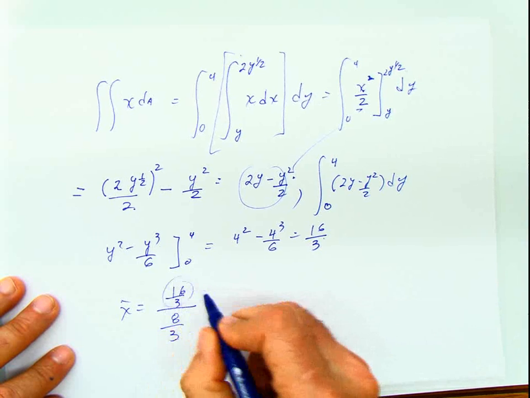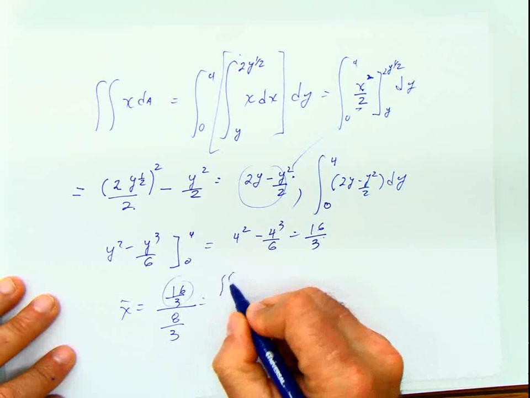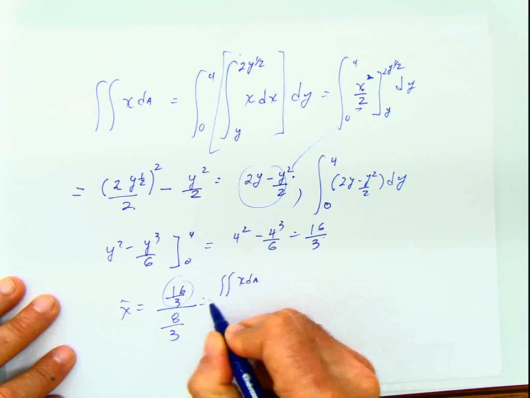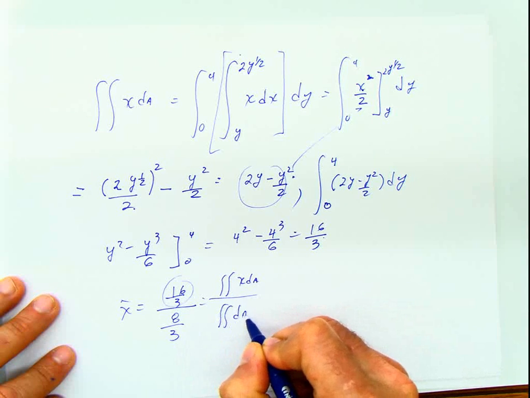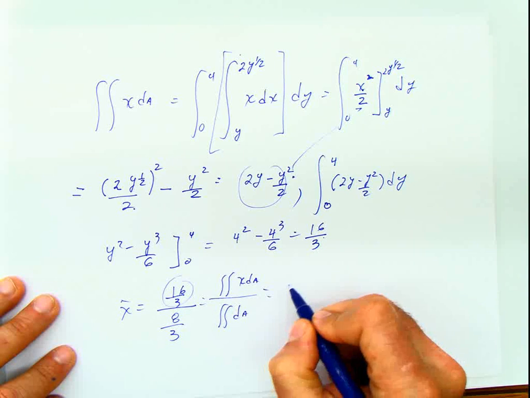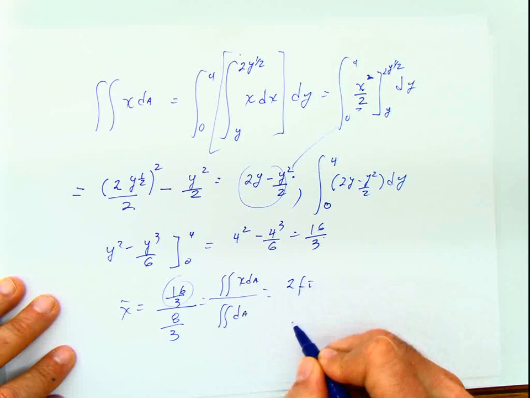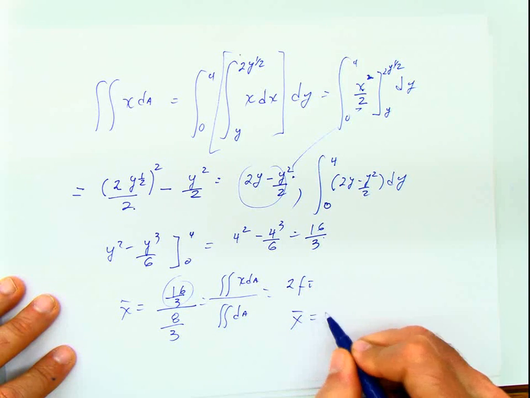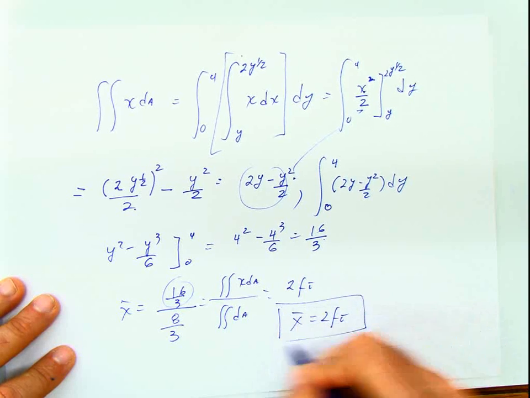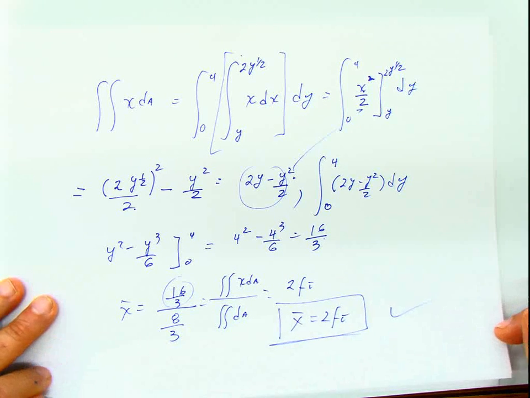Remember, this is the top part, so this represents the double integral of x dA, and this represents the double integral of dA. And when you divide, this is equal to 2, and our units, we said that they were feet, so x bar equals 2 feet. That's the same value that we got before.